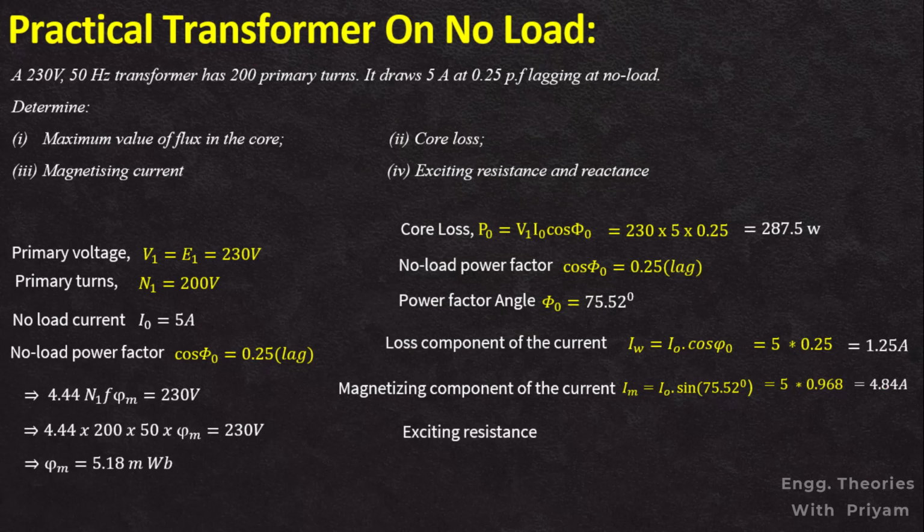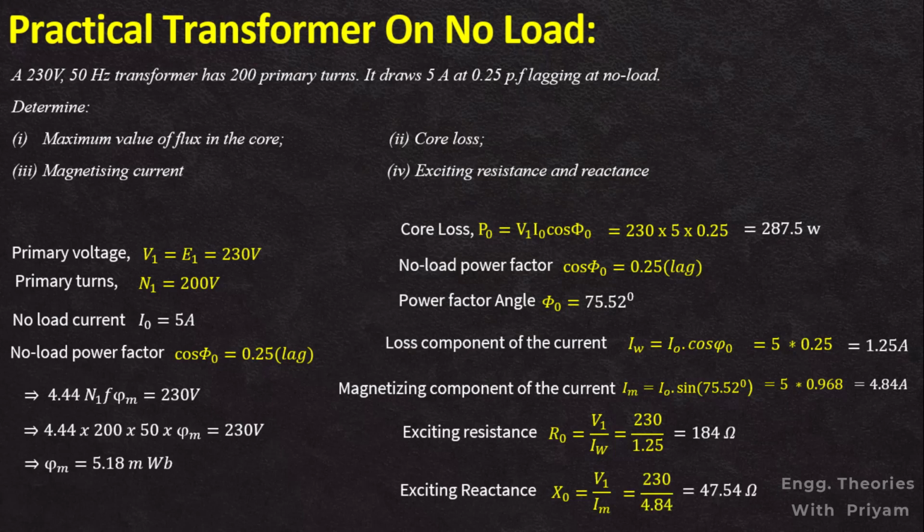Again, the exciting resistance R naught is equal to V1 by IW, which can be calculated as 230 divided by 1.25, which is equal to 184 ohm, and the exciting reactance X naught is equal to V1 divided by IM, which is equal to 230 divided by 4.84 or 47.54 ohm.